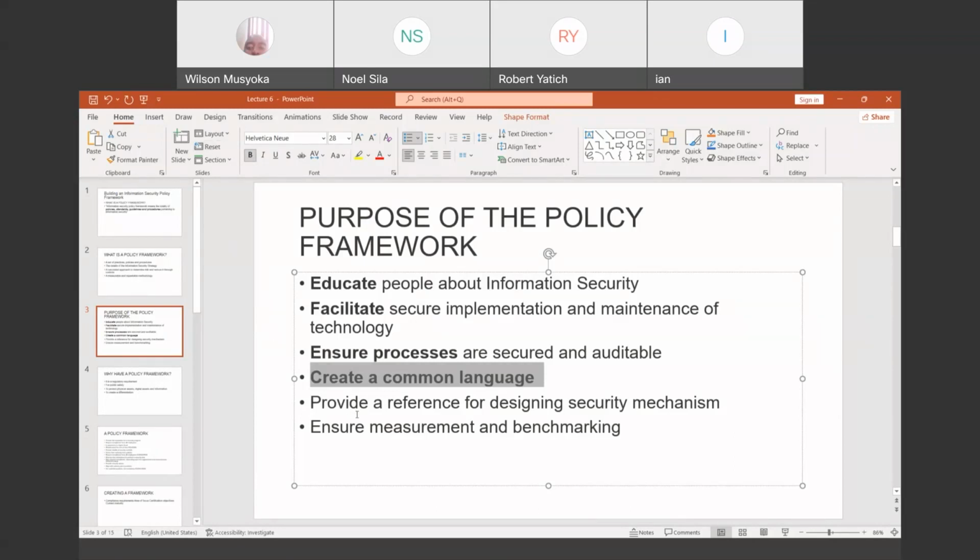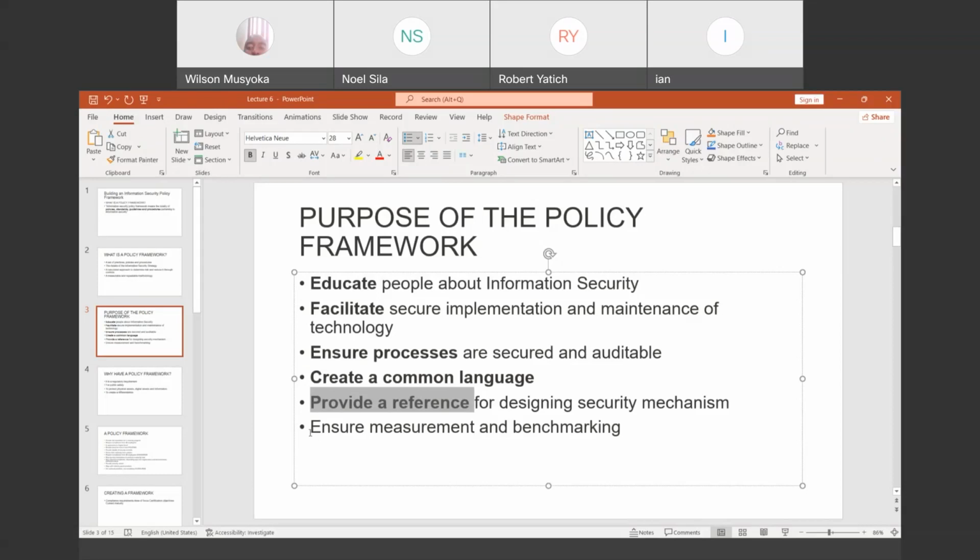Then you also need to provide a reference for designing a security, meaning that you are going to have something to check against. When you talk of how the policy should work, this is the reason, this is the justification as to why it's working that way. That is why we are talking of a reference. There is something you can check against. You're not just coming up with a security mechanism out of the blue, but it is informed by some research, informed by some knowledge by which you build that understanding.